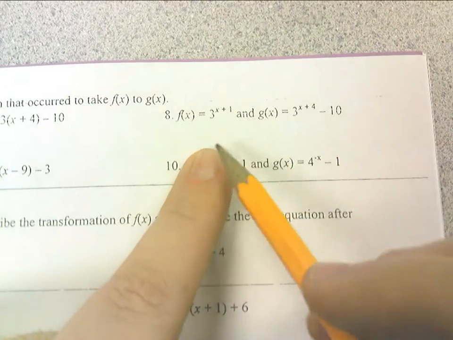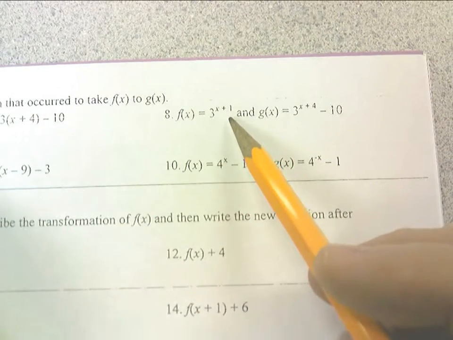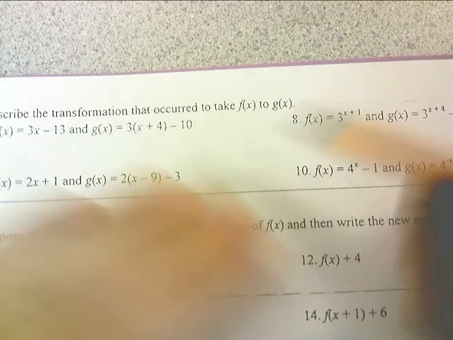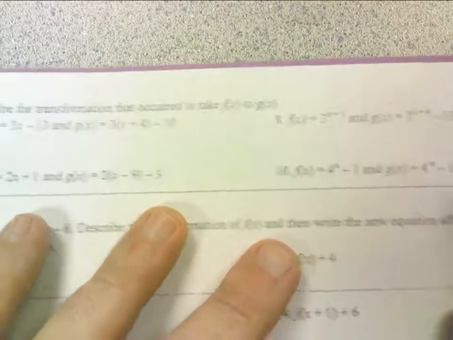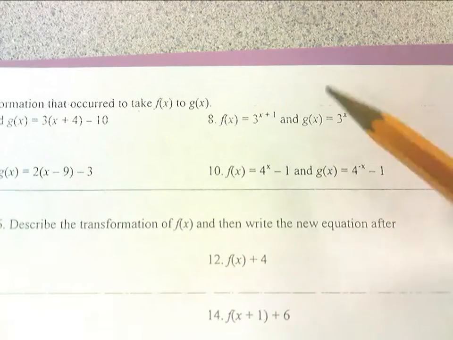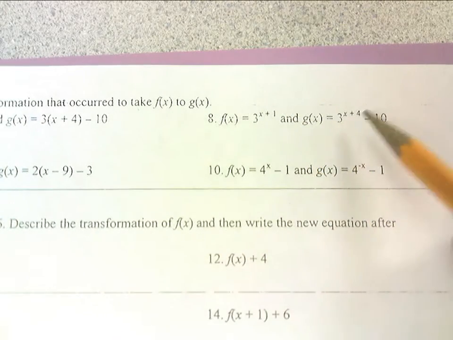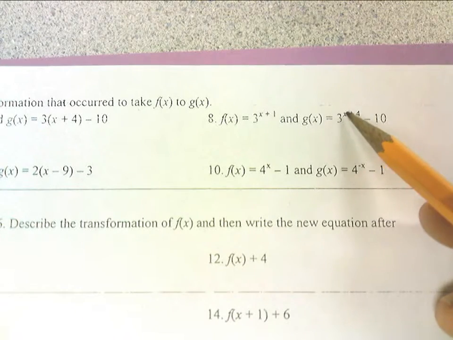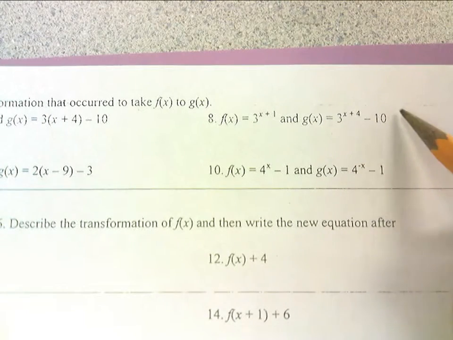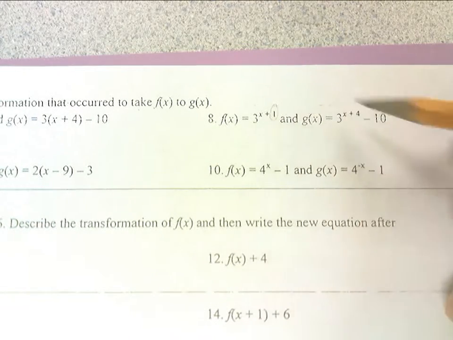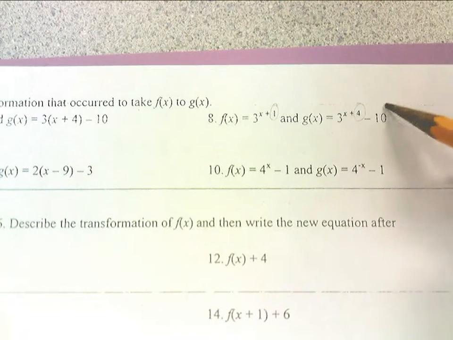So if I talk about 8 here, this section just wants me to describe the transformation that occurred. So did it go up, down, left, right, reflect? What did it do? So if I look at 8, my original equation is 3 to the x plus 1 power. My new equation is going to be 3 to the x plus 4 minus 10. So I'm going to notice that my number being added changed somewhat in the exponent, and then I added a second term at the end of my equation.